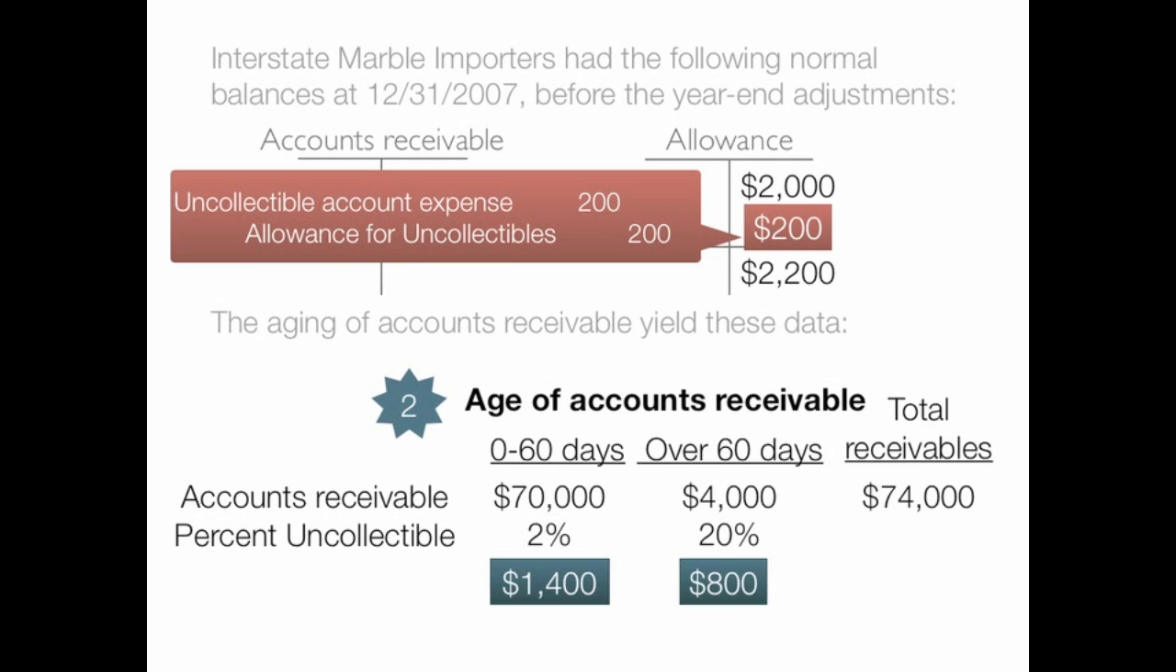So again, just to review, there are two ways to account for uncollectibles under the allowance method. Percent of sales, which changes the balance in the allowance account. The second way under the allowance method is the aging of accounts receivable. That gives us a new balance in the allowance account.